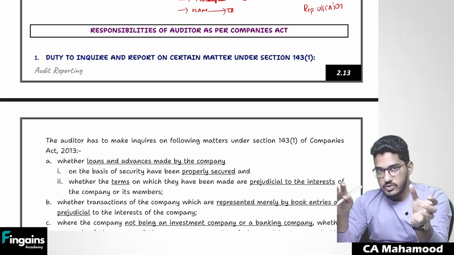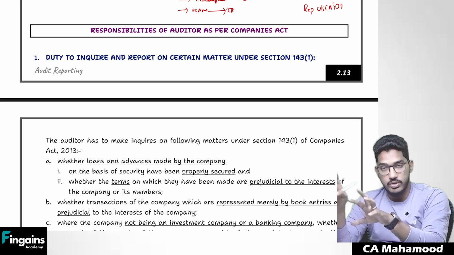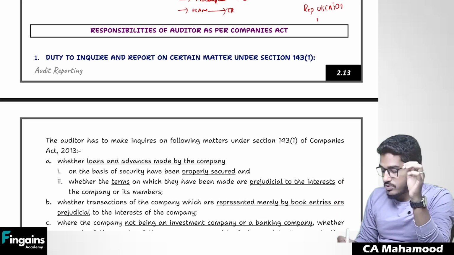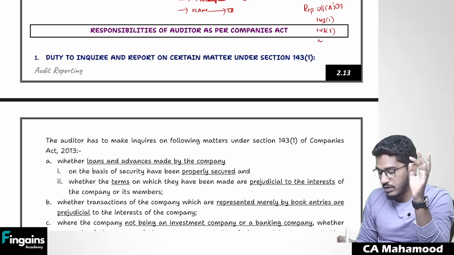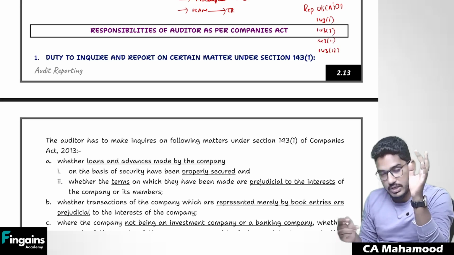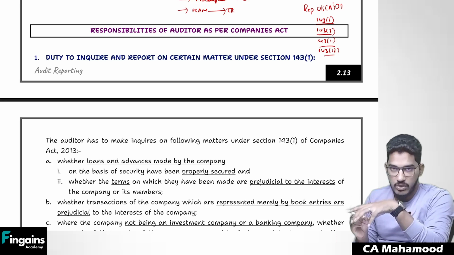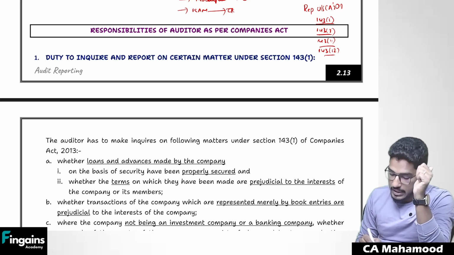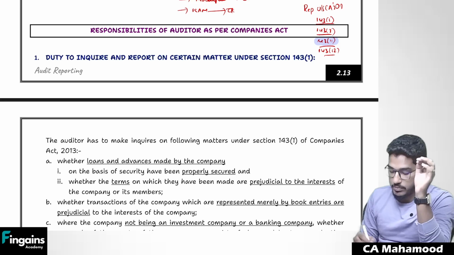But apart from the standards on audit, the Companies Act 2013 has also put some reporting requirements on the auditor. Those requirements are given under four subsections of section 143: section 143 subsection 1, 143 subsection 3, 143 subsection 11, and 143 subsection 12. These are the various sections of the Companies Act under which there are various reporting requirements of the auditor.